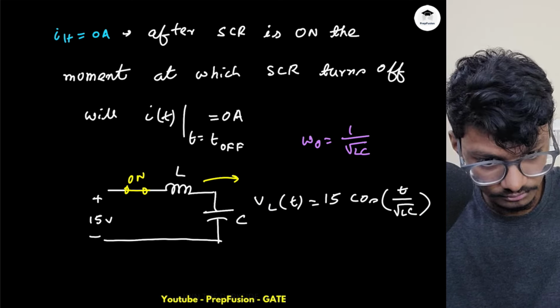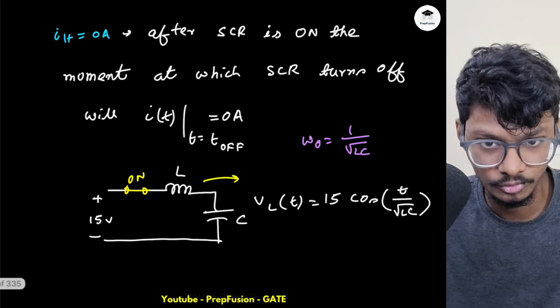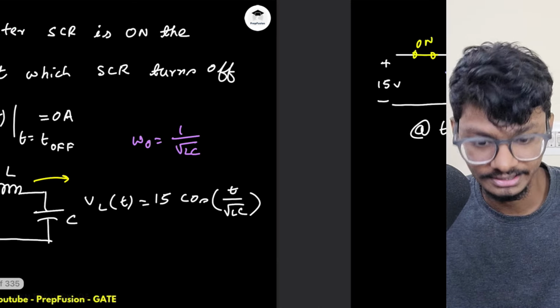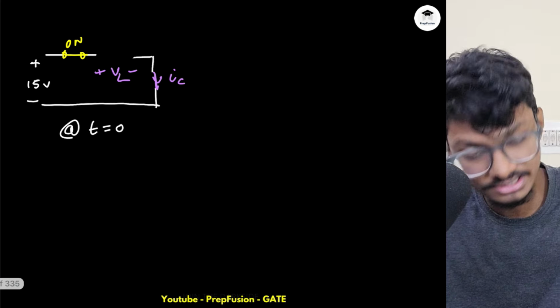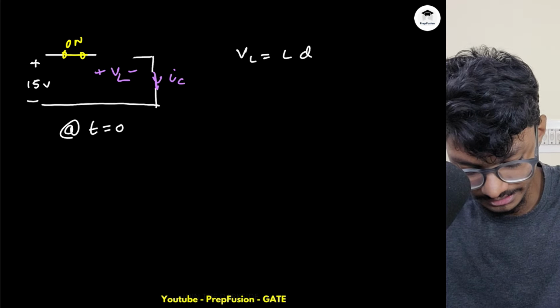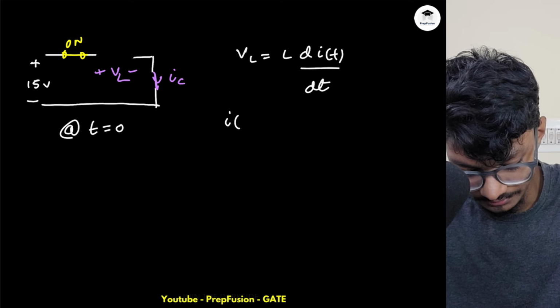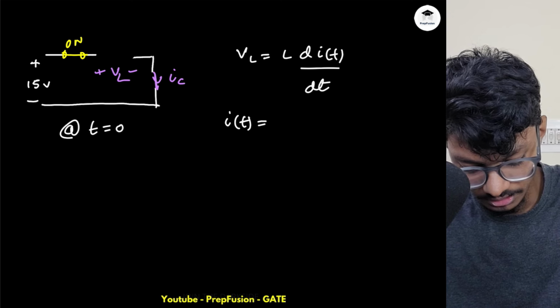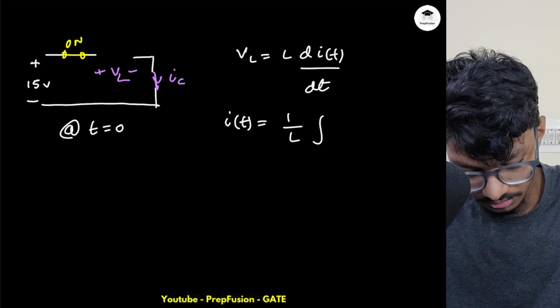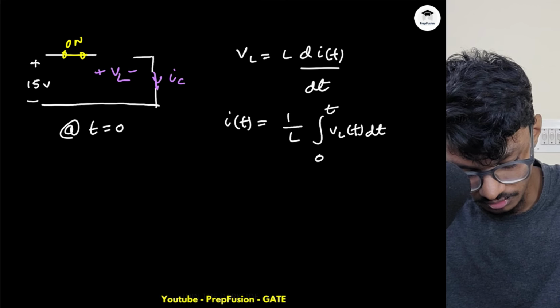Okay, so VL is this. Now from VL, can I compute the IL? Yes, right, L di/dt is VL. So VL equals L di/dt. So i(t) will be simply the integration of 1 by L VL dt from 0 to t.